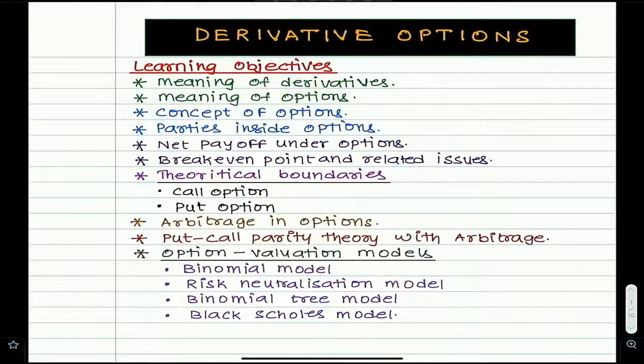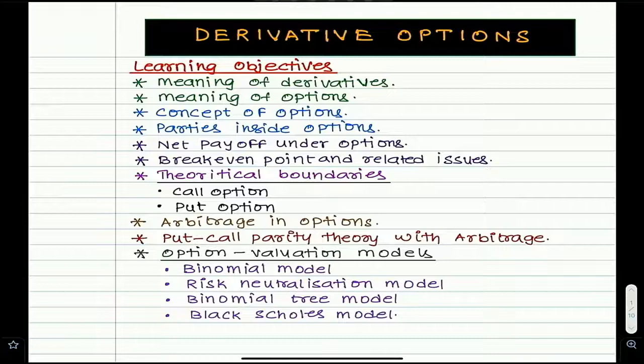See there. What are all the learning objectives? Meaning of derivatives, meaning of options, concept of options, parties inside the options, net payoff under the options, break-even point and related issues, theoretical boundaries on call option and put option, arbitrage in options, put-call parity theory with arbitrage, option valuation models, binomial model, risk neutralization model, binomial tree model, Black-Scholes model. So these are all the various concepts that we have to cover.